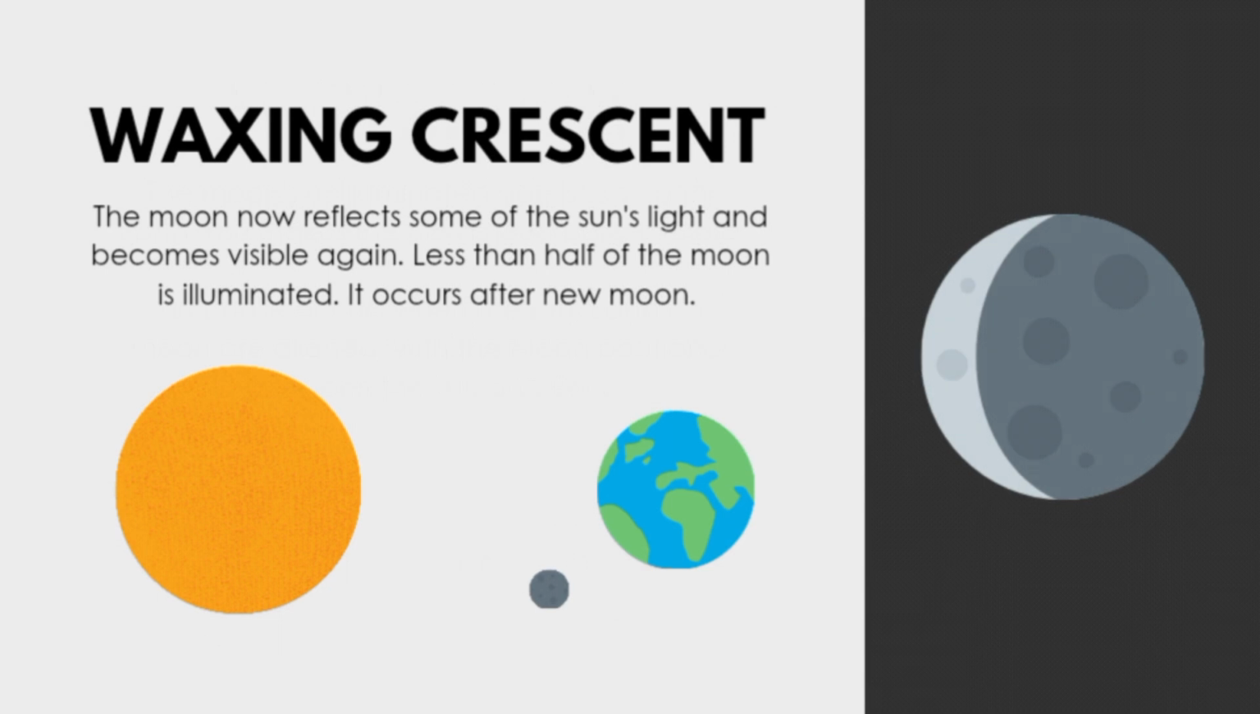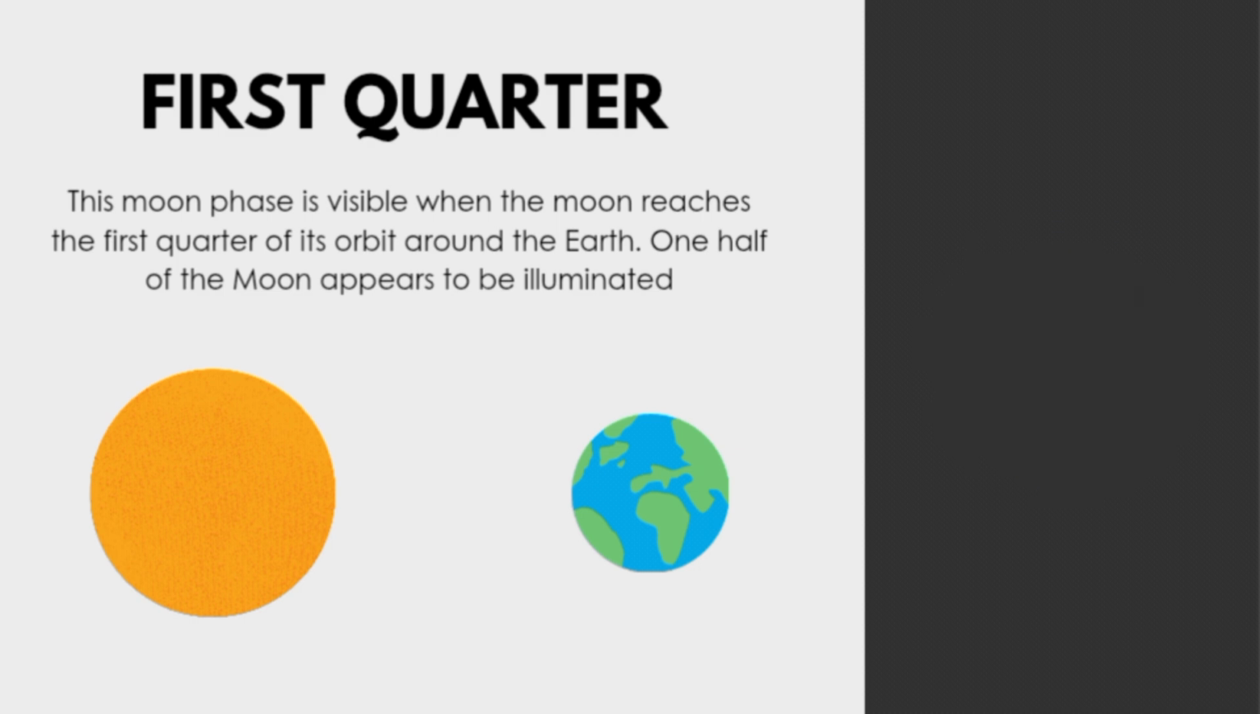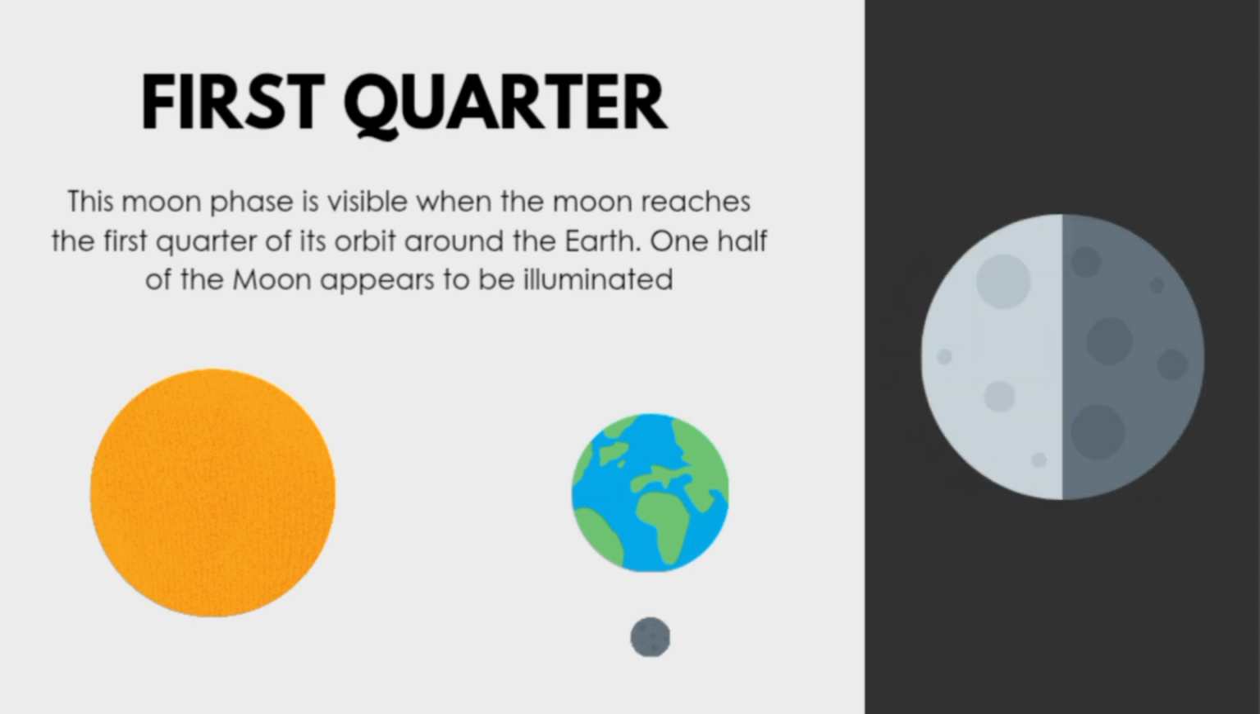After a new moon, there will be a waxing crescent. The moon now reflects some of the sunlight and becomes visible again. Less than half of the moon is illuminated. It occurs after a new moon. Next, a first quarter. This moon phase is visible when the moon reaches the first quarter of its orbit around the Earth. One half of the moon appears to be illuminated.